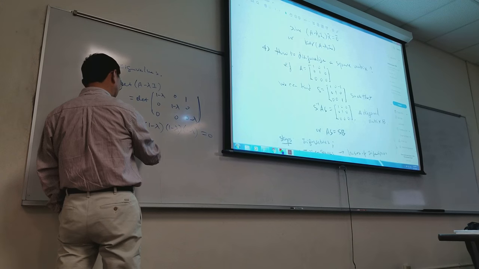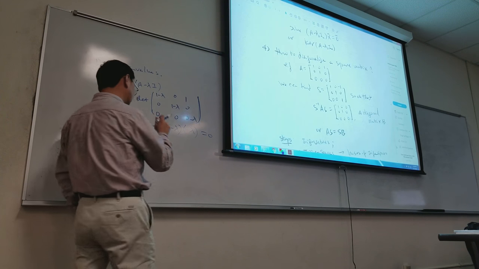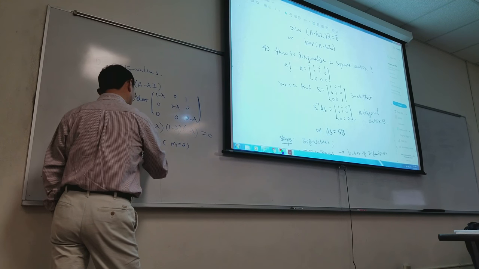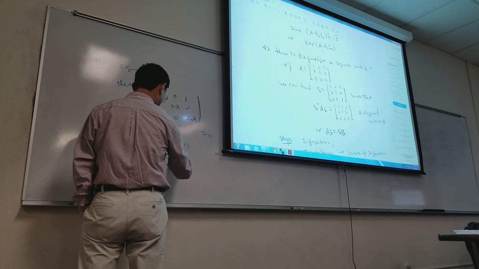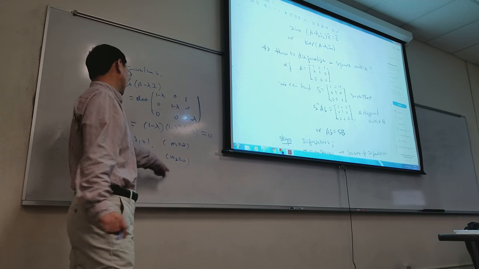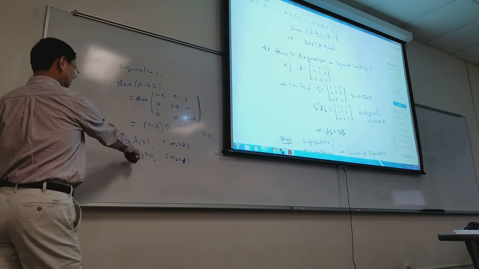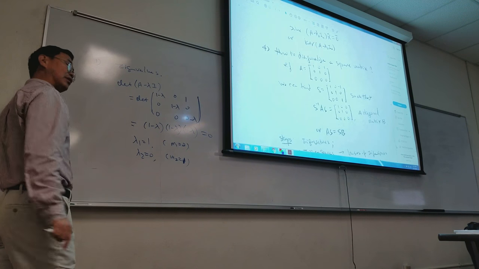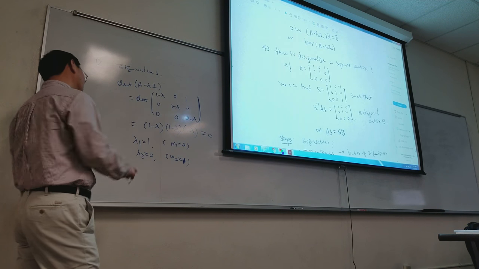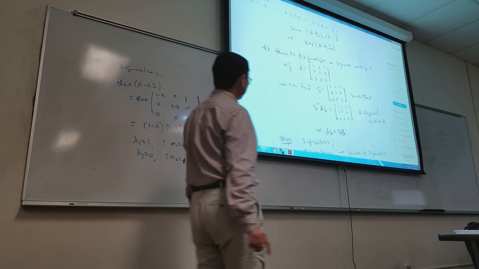So we have lambda 1 equals 1 with algebraic multiplicity 2, and the second eigenvalue, 0, with algebraic multiplicity 1. So we are done, we have found two eigenvalues. The first one is 1 and the second one is 0. Now let's try to find the eigenspaces.